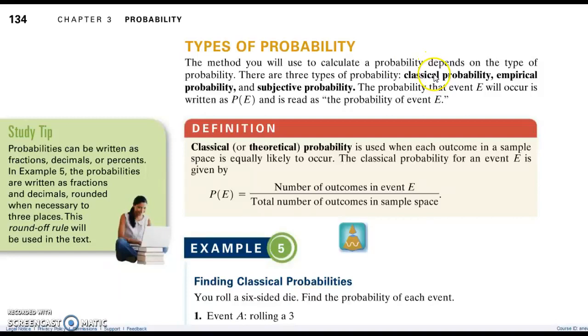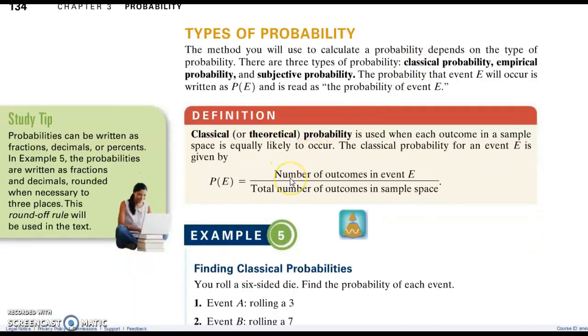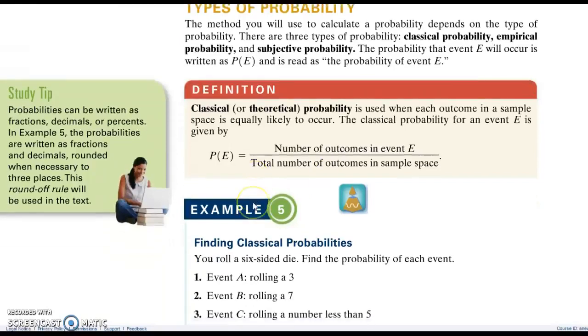The other 2 types we'll use quite a bit in this class, especially empirical, or another word for that is statistical probability, so we'll use that. The first one we're looking at is classical probability, and you're just going to have to count here. So the number of ways something can occur divided by the total possible outcomes. That's the probability of the event occurring.